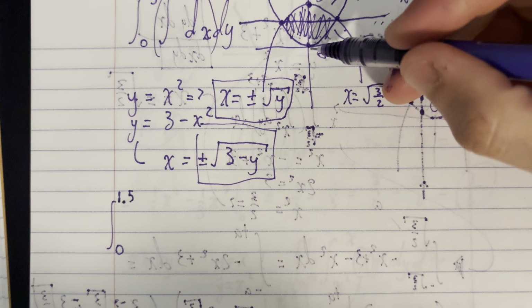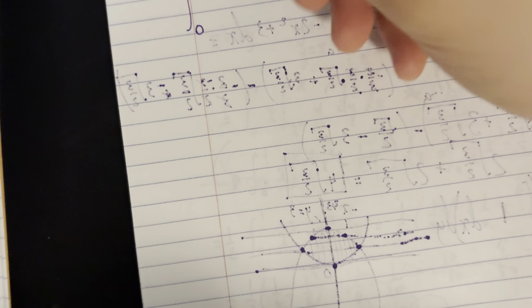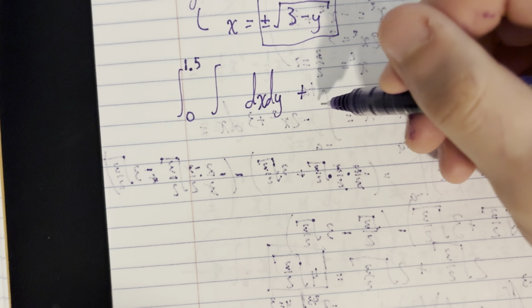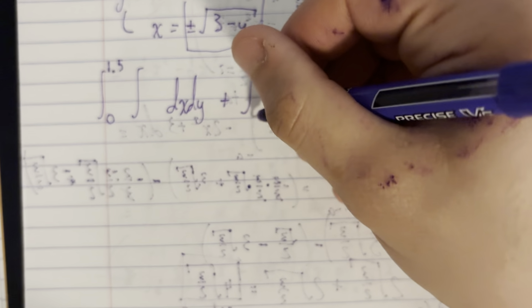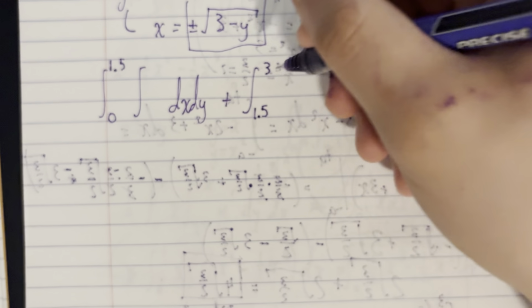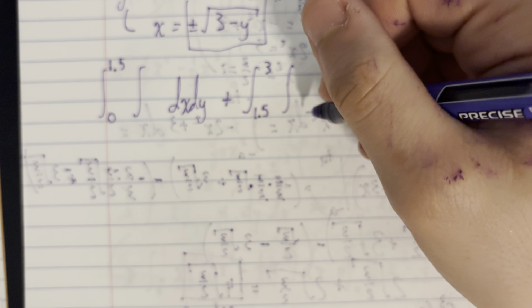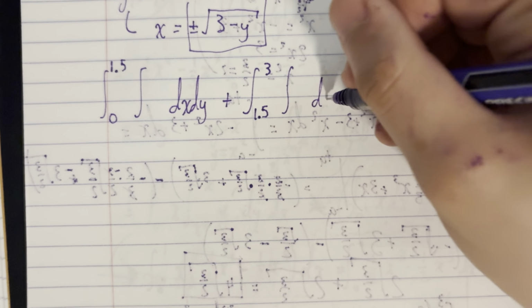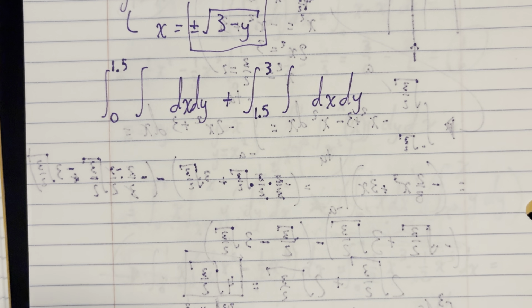So now we're going to start writing our two double integrals. In this one, we're going to go from 0 to 1.5, so from here to there. We'll get back to this integral later, and we're still in dx dy. Then we're adding it to our second double integral, which is going to go from 1.5 to 3, and you're integrating, we'll do that in a second, and it's dx dy again. Okay.